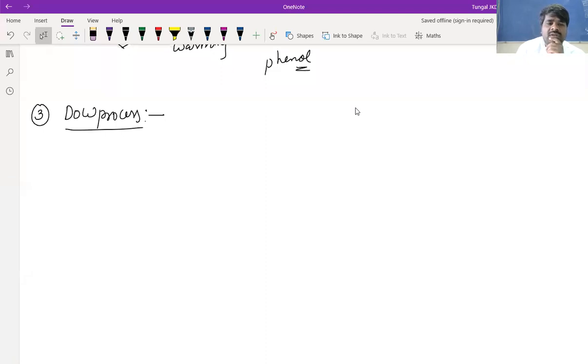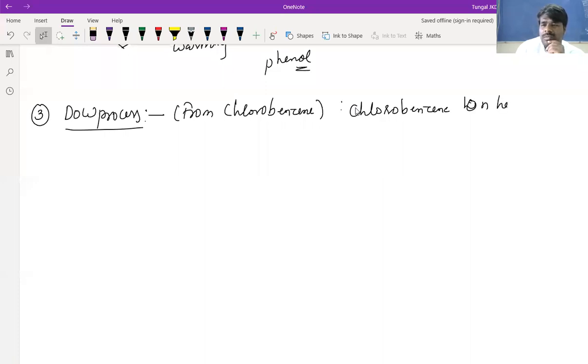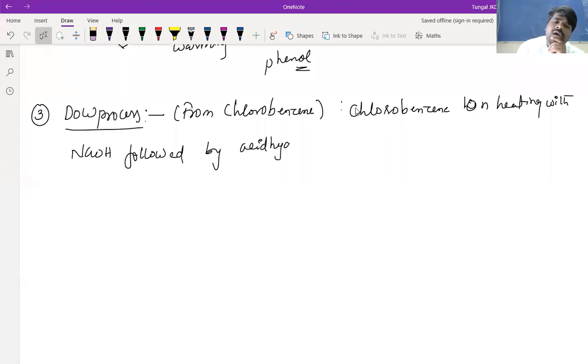Chlorobenzene, on heating with sodium hydroxide followed by acid hydrolysis, forms phenol. This particular method is called the Dow process.